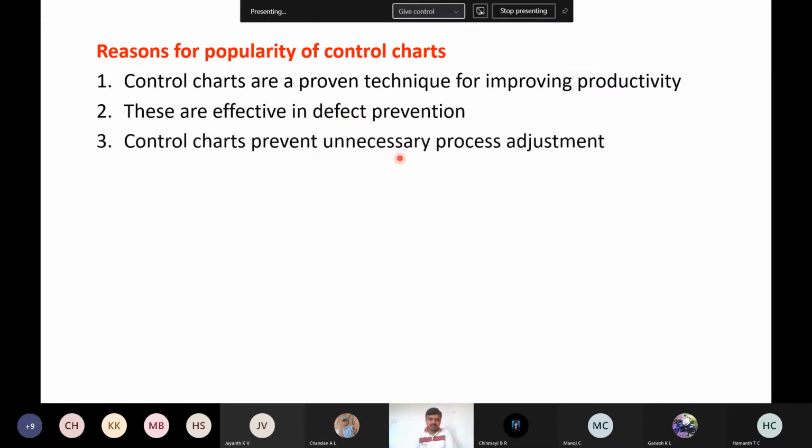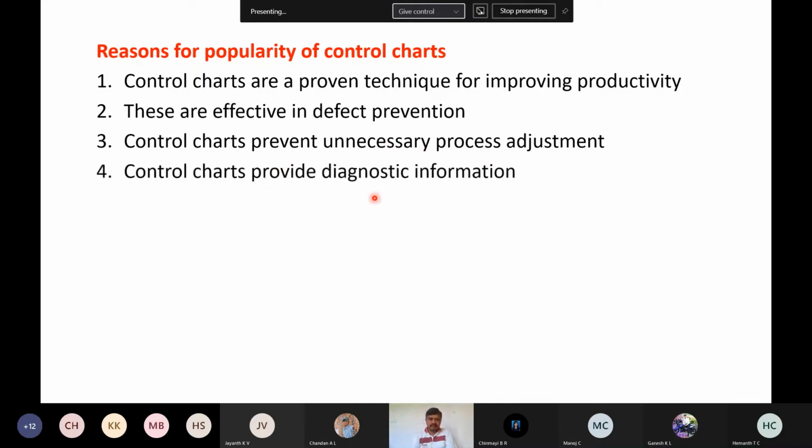Control charts prevent unnecessary process adjustment. Since it is a continuous improvement tool, we are continuously focusing on reducing deviations in the process. You can find optimal process parameters with the help of these control charts. Continuously you can upgrade and improve, and you can avoid unnecessary process adjustment since you are familiar with the optimal process parameters. You can operate the machine with those optimal process parameters.